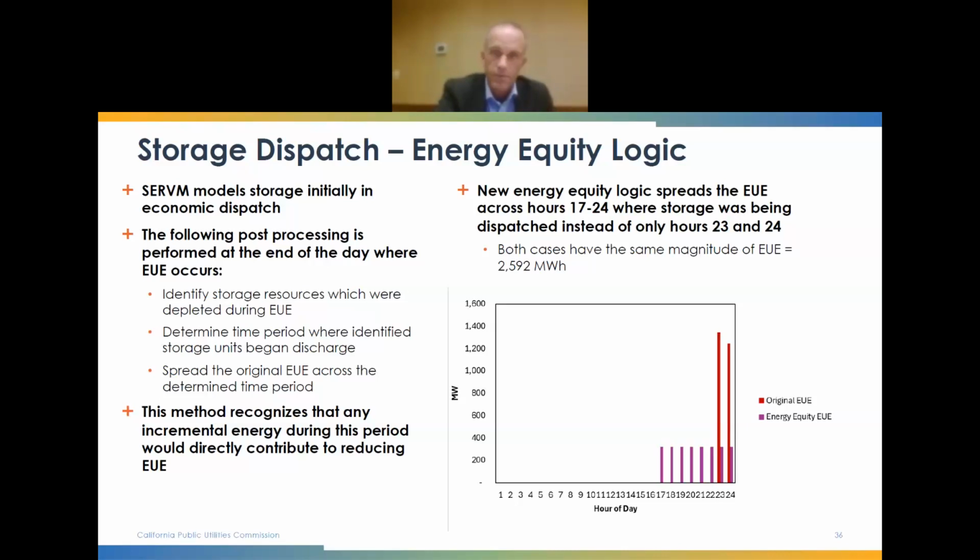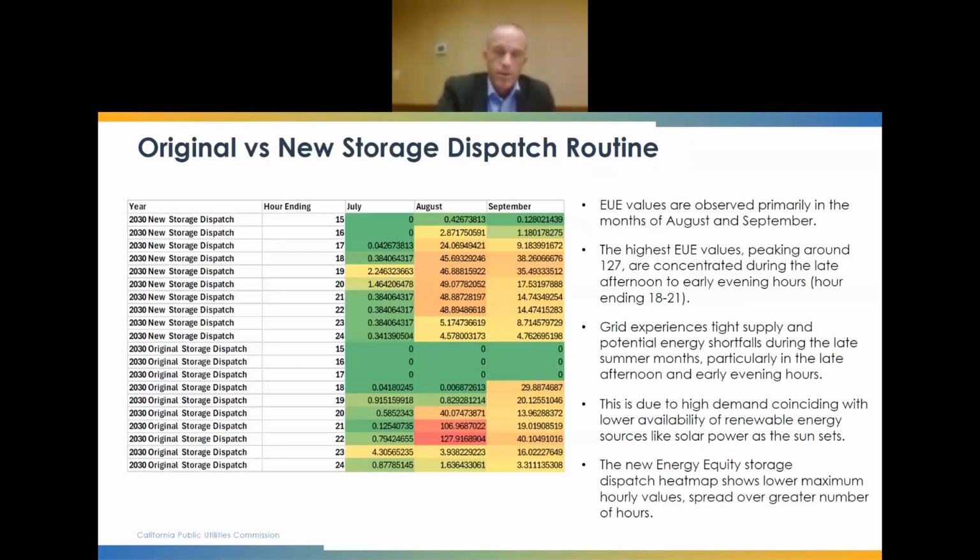If you go to the next slide, you can see that the total expected unserved energy for each of the months matches up, but it's more spread out using the new storage dispatch logic. There are a few nuances to this. I won't spend a lot of time trying to elucidate some of that, but essentially, in the later years, especially, a lot of the shortfalls are due to energy exhaustion, and when we implement this methodology, it spreads out that unserved energy.